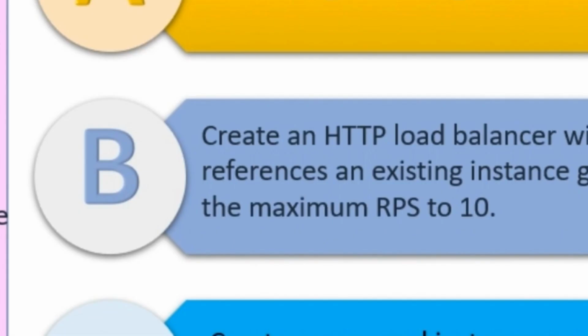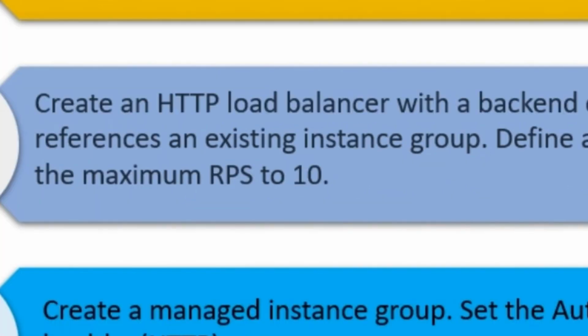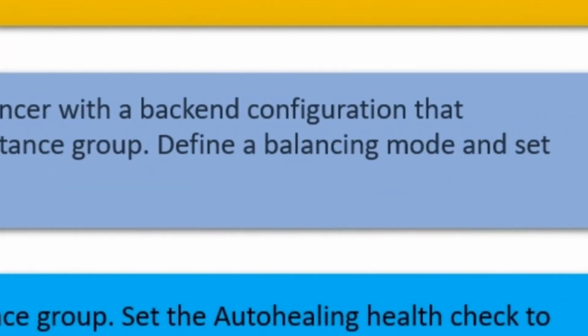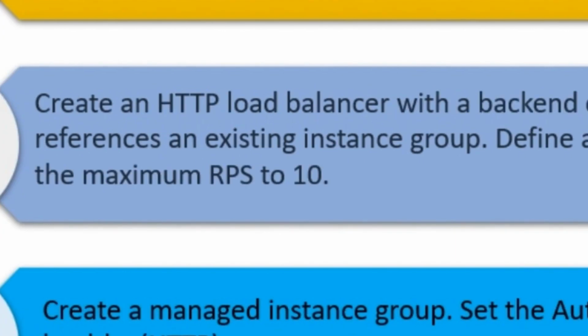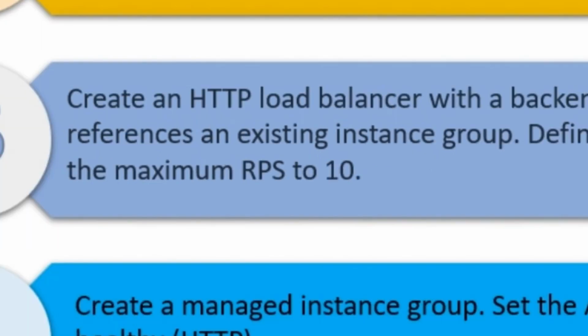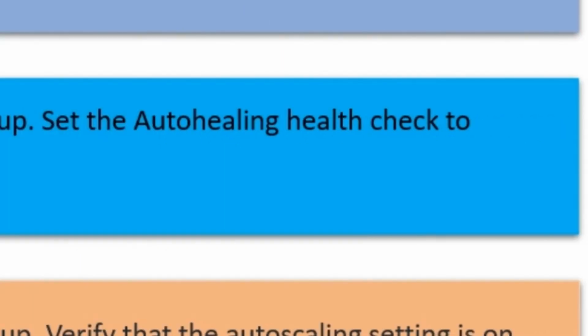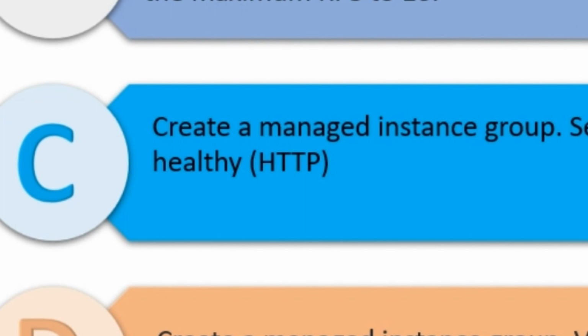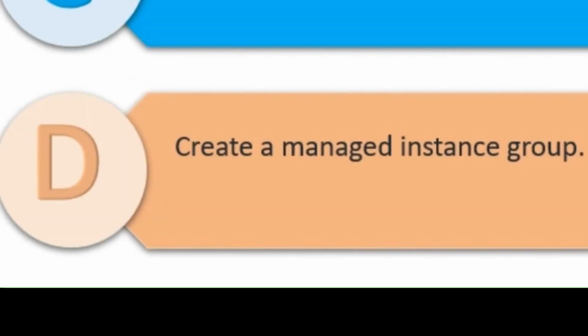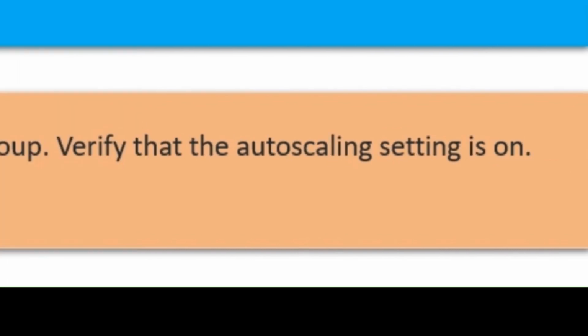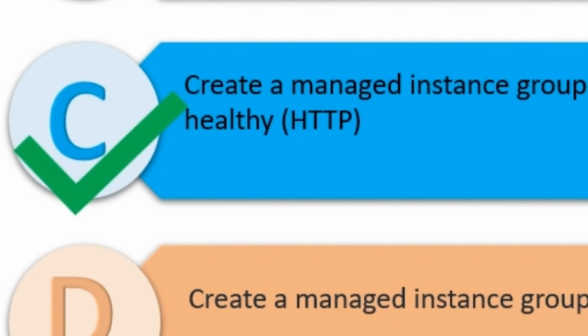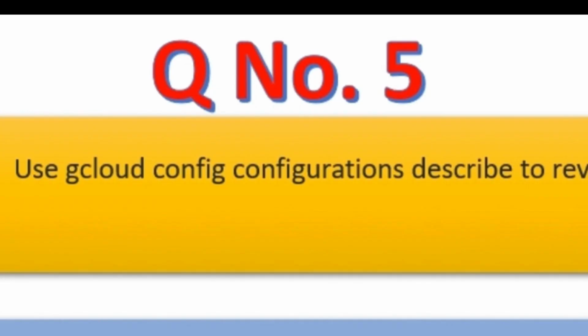B, create an HTTP load balancer with a backend configuration that references an existing instance group. Define a balancing mode and set the maximum RPS to 0. Option C, create a managed instance group. Set auto healing health check to healthy. Option D, create a managed instance group. Verify that auto scaling setting is on. Option C.